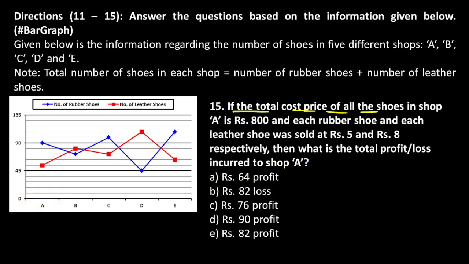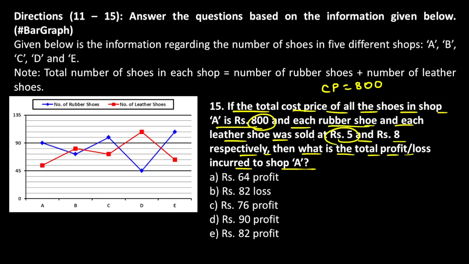If the total cost price of all the shoes in shop A is, and each rubber shoe is sold at 5 rupees, then what is the total profit or loss incurred? Very good. What total cost price are they talking about? 800, cost price is 800. Very good. Leather, rubber shoes 5 rupees. Rubber shoes in A are 90. 90 × 5 is 450, the total selling price of rubber shoes. Next.